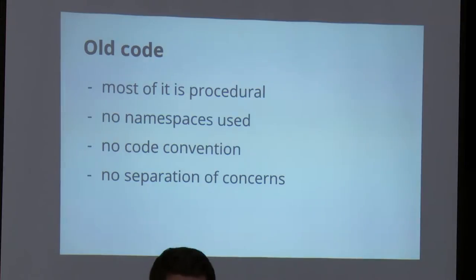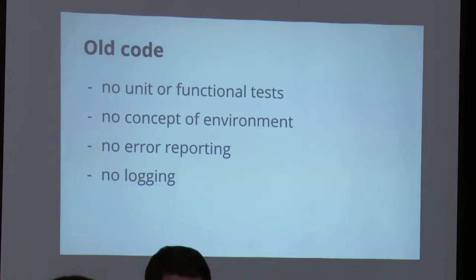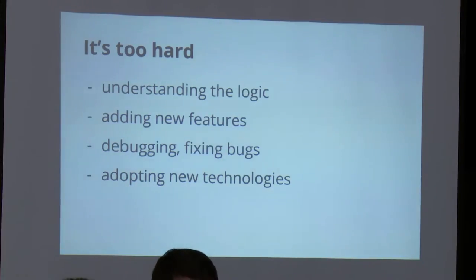And there is no separation of concerns, so everything is mixed. You probably have PHP mixed with HTML, CSS, you're overusing global variables, and the code is probably in a public folder, a collection of include files. So anyone could potentially hack it easily. There are also no unit or functional tests, no concept of environments. These days, you probably have different settings for your dev environment, your staging, your production, and you use some automating tools to deploy to different environments, like staging, using Capistrano. You have no error reporting, no logging, so it's very difficult to understand the logic behind the code.